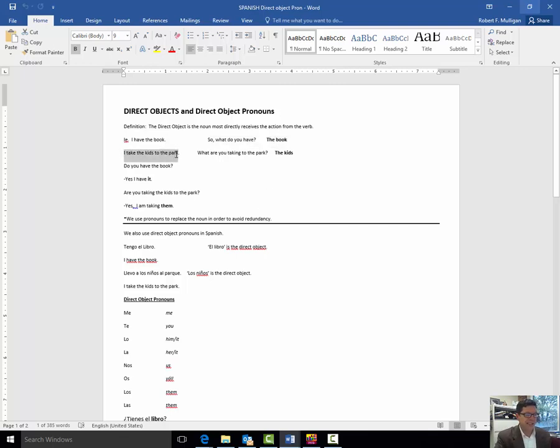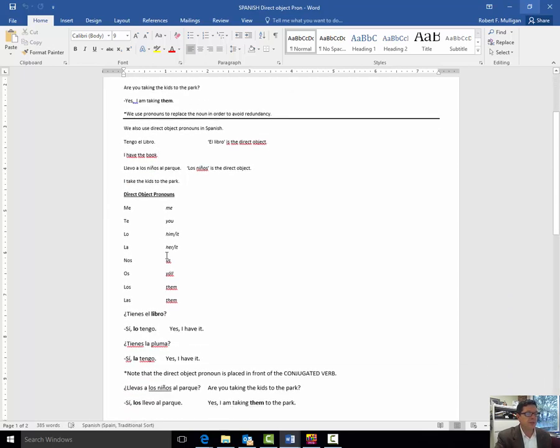The second example, I take the kids to the park. What are you taking? The kids. That's what's being most directly affected by the verb. So, are you taking the kids to the park? Yes, I am taking them. The word them is taking the place of kids, therefore it is a pronoun. We use pronouns to replace the noun in order to avoid redundancy. Think about it. If I were to just say, are you taking the kids to the park? Yes, I am taking the kids to the park. Again, there you have that redundancy.